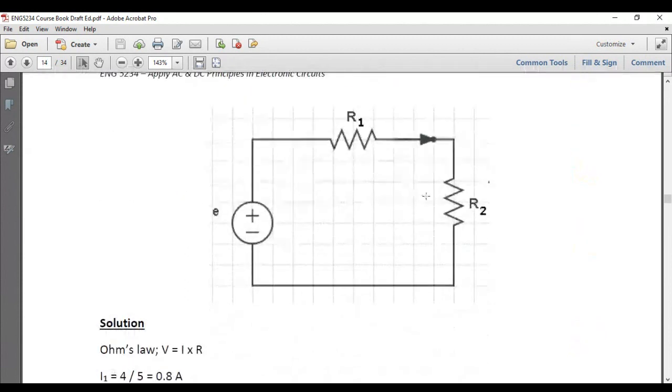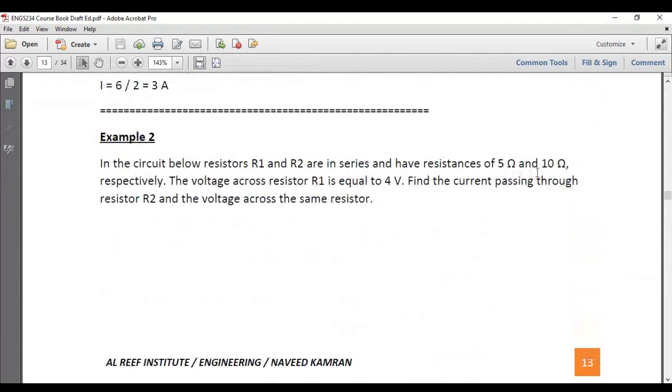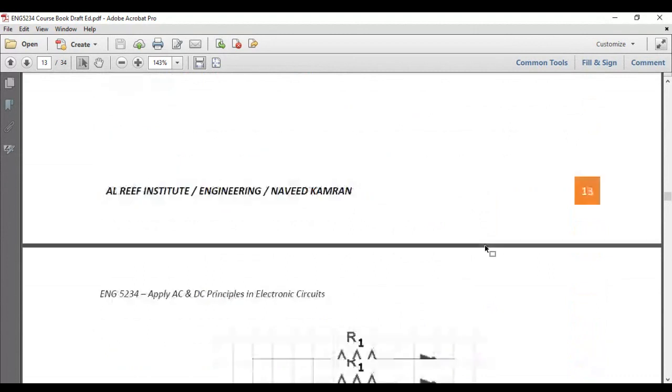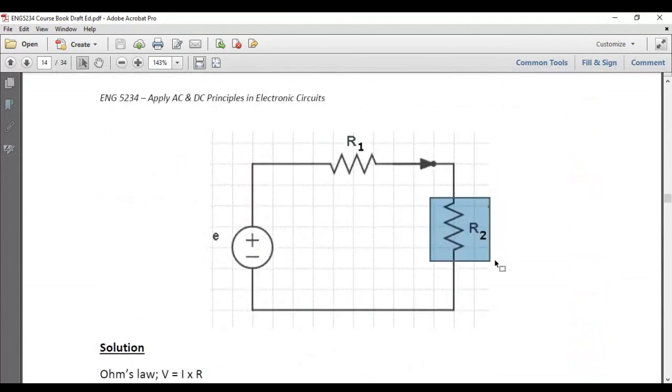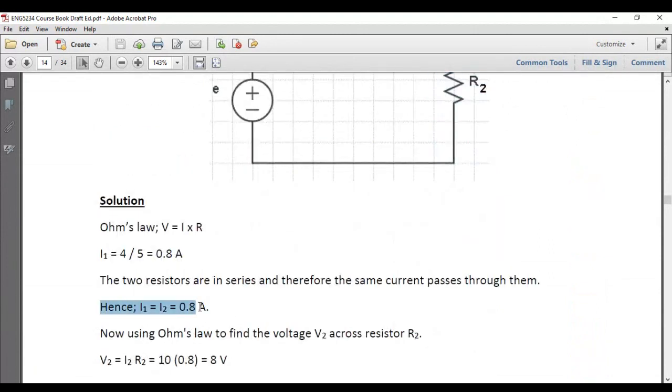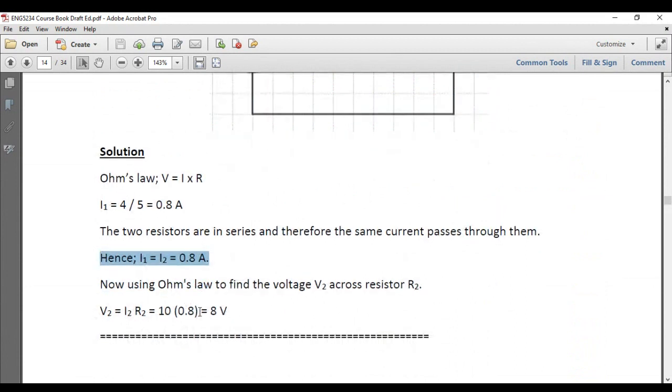So now we know the R2 value. It is 10 ohms. And now we know the current through resistor R2. It is 0.8 amperes. So we know both the things. So it is easy to find the voltage on R2. Now you can simply use Ohm's law to find the voltage V2 across resistor R2. So V2 is equal to I2 times R2.